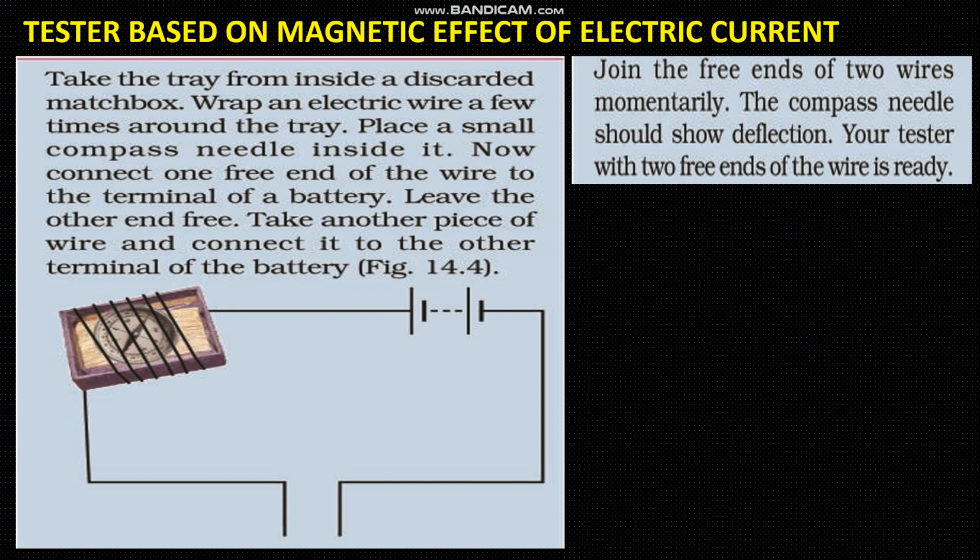Take the tray from inside a discarded matchbox. This is a matchbox. From this we have taken the tray. Wrap an electric wire a few times around the tray. Here you can see around the tray we have wrapped an electric wire. Place a small compass needle inside. Inside that we have kept a small compass needle.